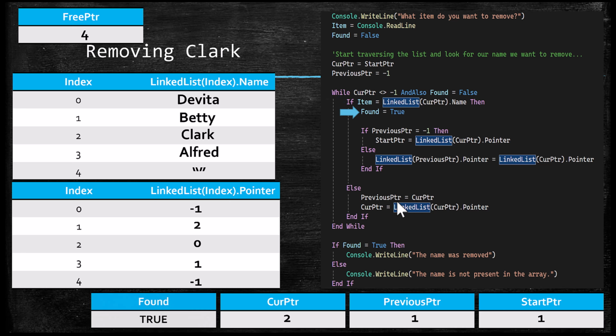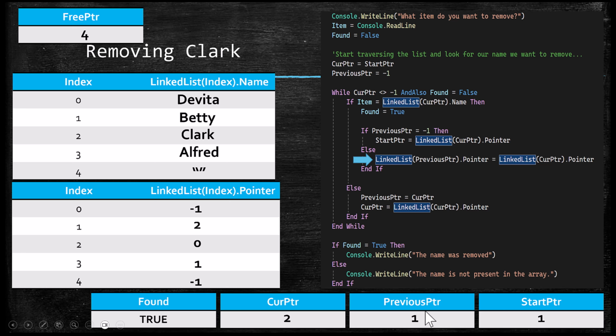So found becomes true. All I need to do now is check whether or not it's the first item, and I do that by checking the previous pointer. So if previous pointer equals -1, that condition is not met, so I jump to this else statement. Our linked list previous pointer dot pointer equals linked list current pointer dot pointer.